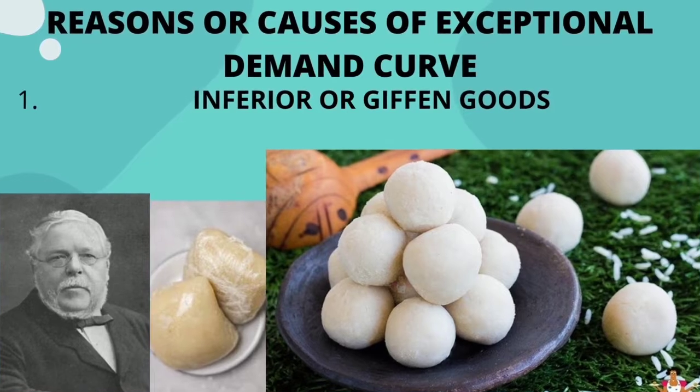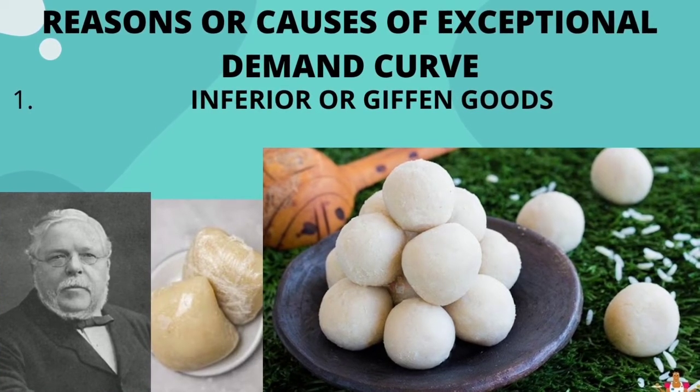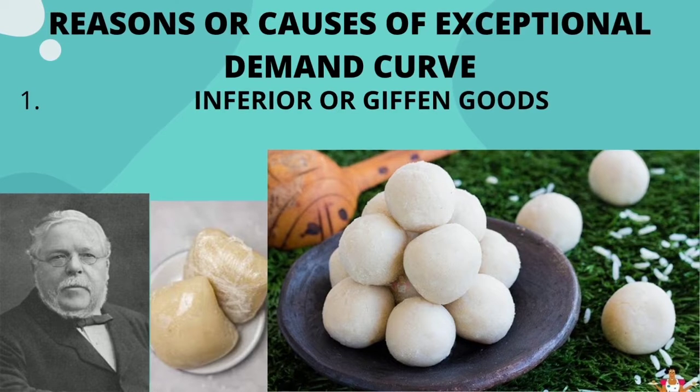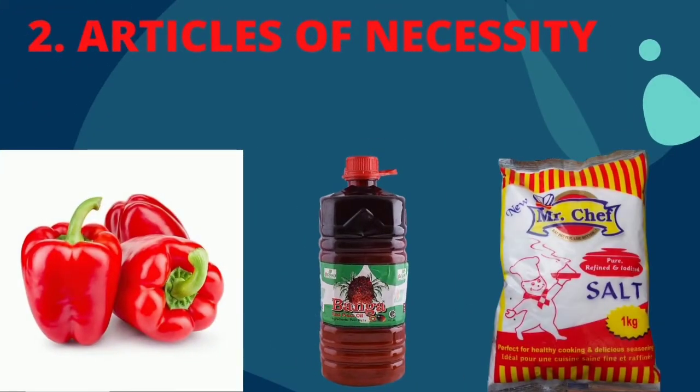Reasons or causes of exceptional demand curve. 1. Inferior or Giffen goods. These are goods whose demand falls as the income of the consumers increases, and the demand for such goods will rise when income of the consumers falls. Giffen goods are named after Sir Robert Giffen of England, and a fall in the prices of inferior goods doesn't always tend to increase the quantity demanded. Examples of Giffen goods are cassava, fufu, or akpu, etc.